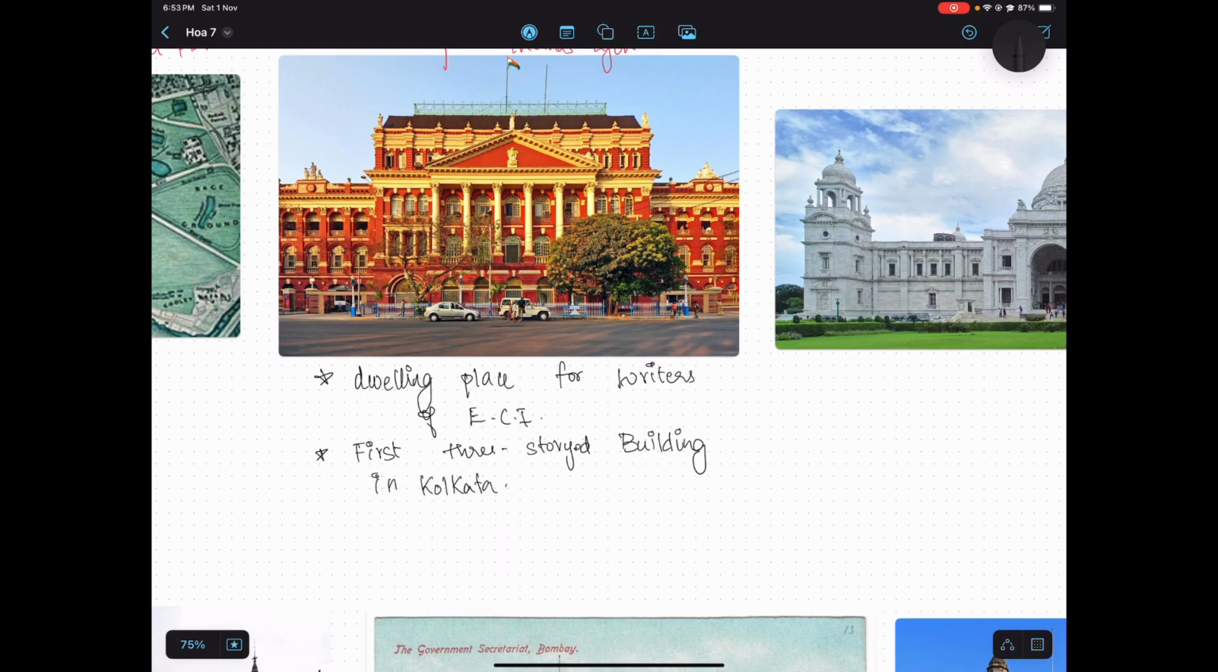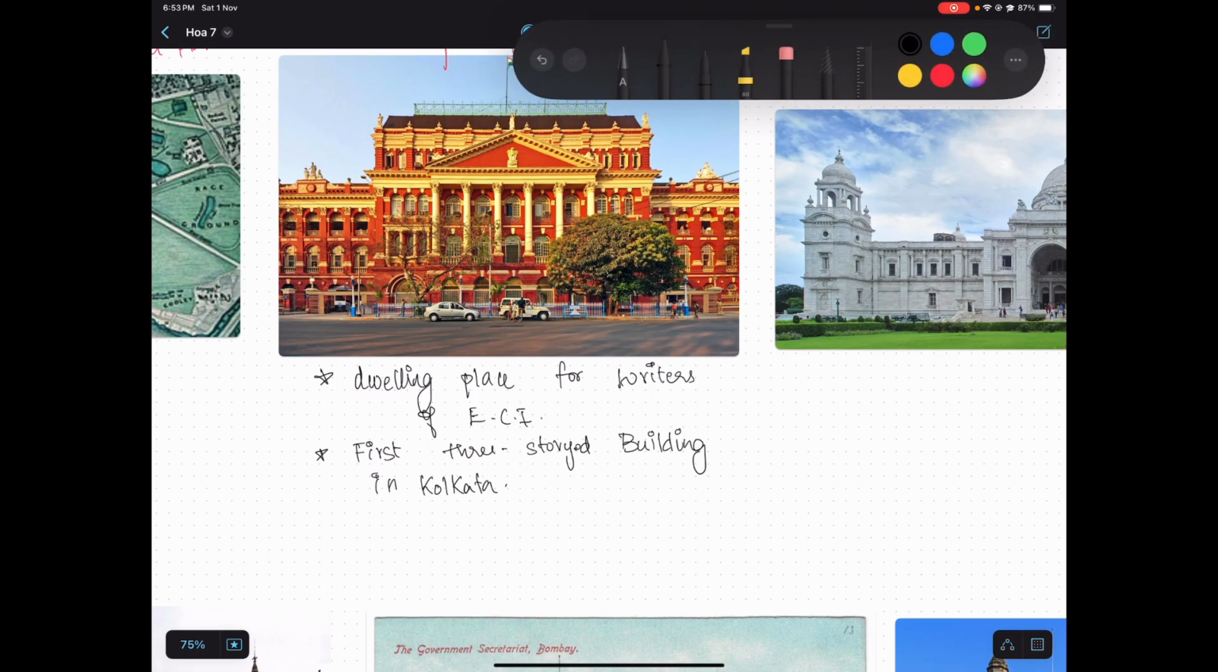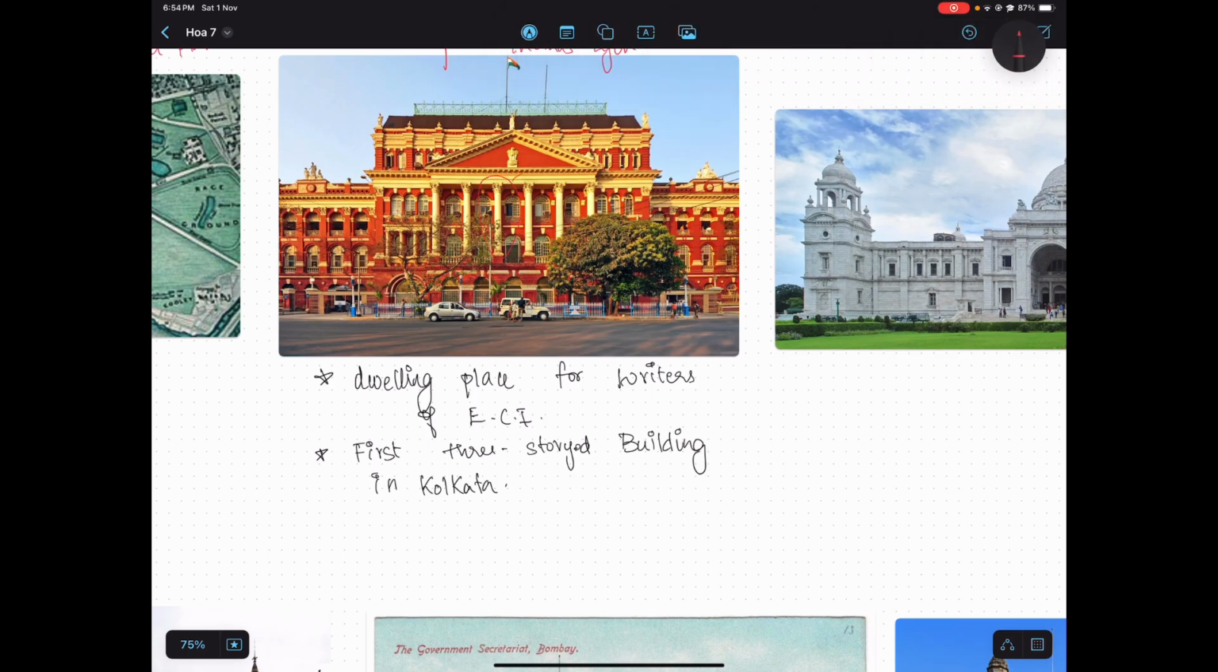So they used Corinthian columns, and they used a lot of Greek gods in their facade, sculptures of Greek gods or statues of Greek gods. And that is about our Writers Building.